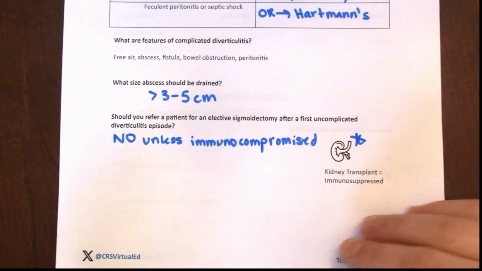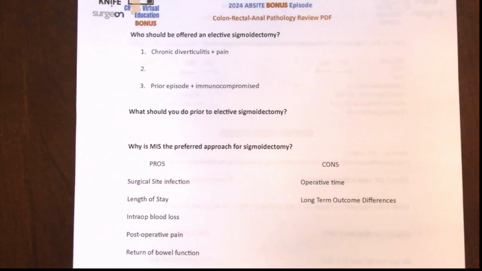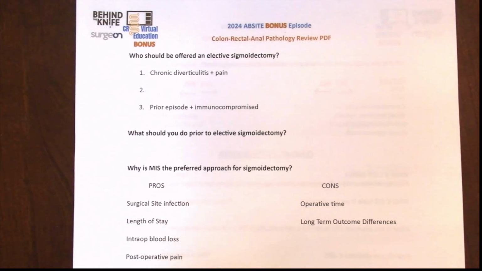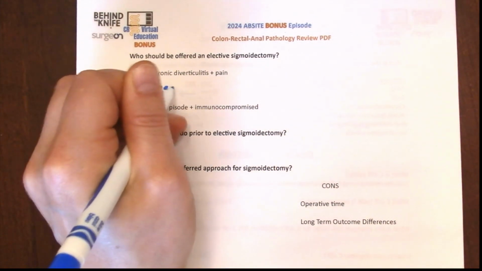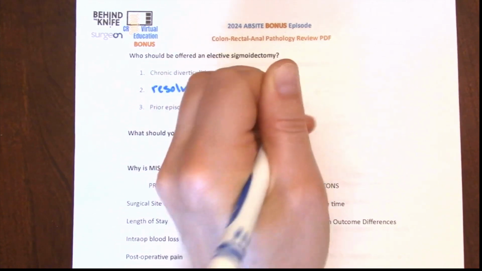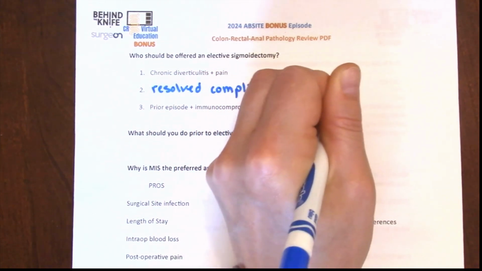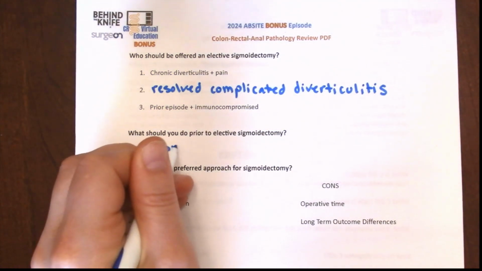And who should be offered an elective sigmoidectomy if it isn't after the first episode? So the recommendations are based on the individual, but usually you would recommend a patient undergo a sigmoidectomy if they have chronic diverticulitis with pain, or if they have complicated diverticulitis that has resolved, or if the patient is immunocompromised with any prior episode of diverticulitis. And what's an important procedure to do prior to elective sigmoidectomy? You should always do a complete colonoscopy to rule out a malignancy.